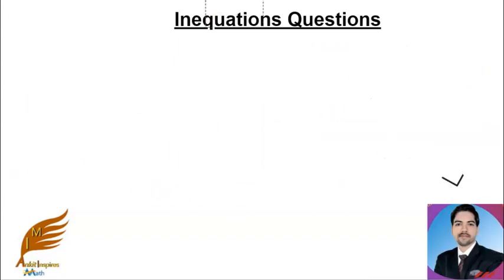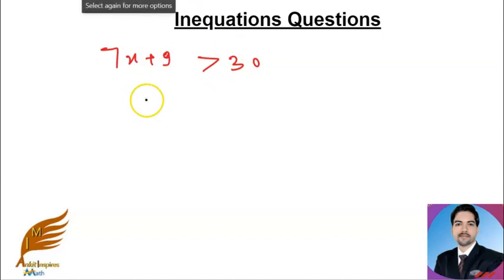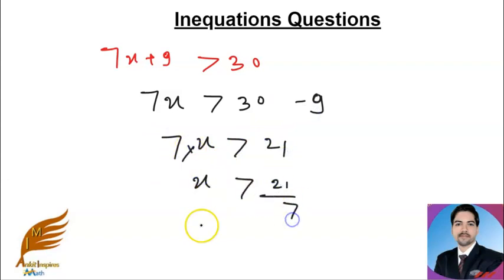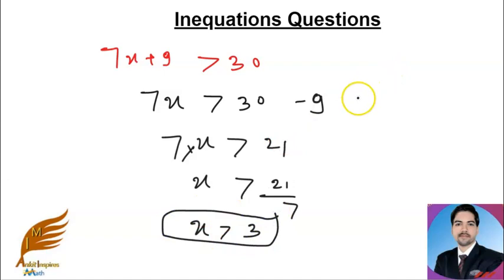Next question on your screen, have a look. 7x plus 9 is greater than 30. Now try by your own. Let's try this. This plus 9 on the right will become minus 9. 7x is 21. This 7 into x goes to divide. 21 by 7, 7 threes are 21, so x is greater than 3, that is, x belongs to 3 to infinity. Keep it just like this.